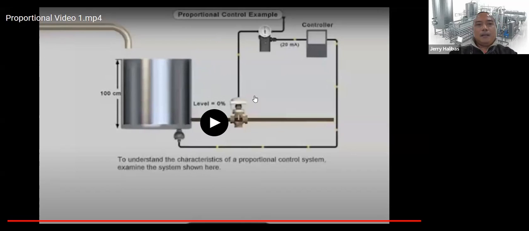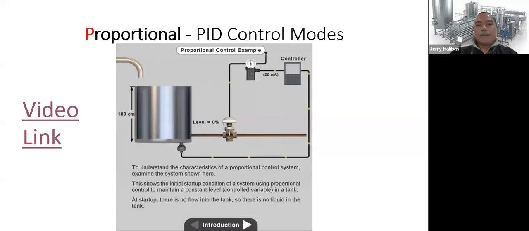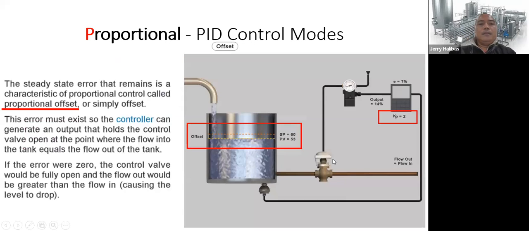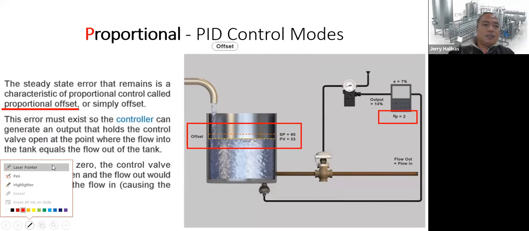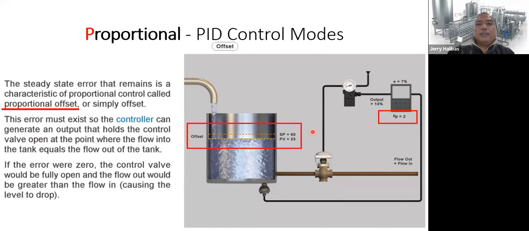But anyway, I'm going to stop the sharing now and go back to PowerPoint. I hope you saw the video on the advantage of KP equal to 2 or higher compared to KP equal to 1. It went back to the example, so take note, the KP in this example is 2.